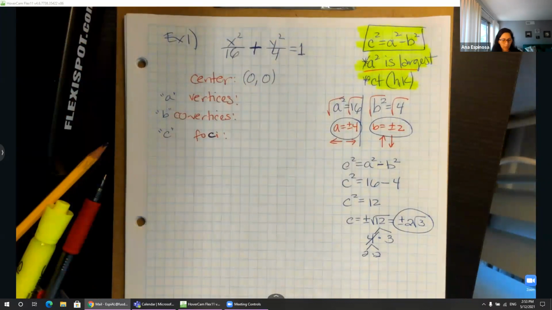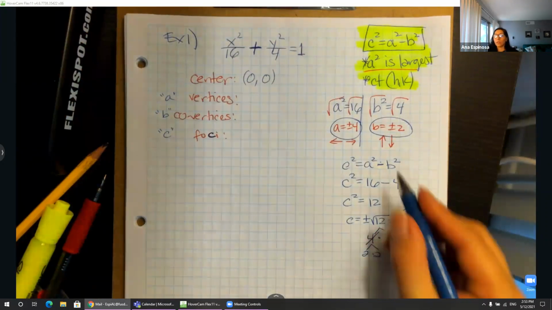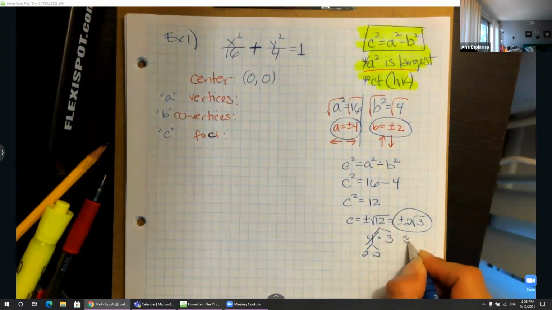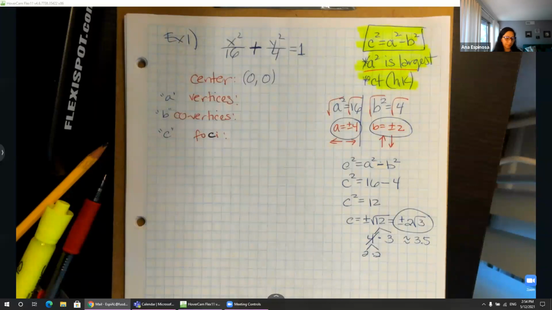Okay. Now, I am going to put that in the calculator. You can just put square root of 12. I want the decimal just for purposes of graphing, not because you're going to give that as your answer. Please always use exact answers. So this is approximately 3.5. Okay, and that's all I need.